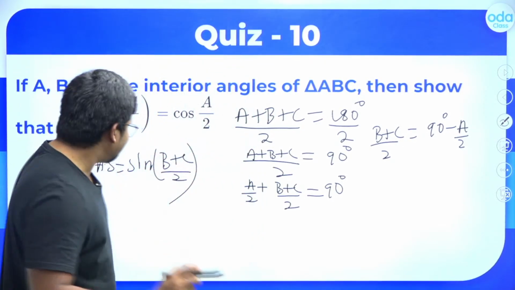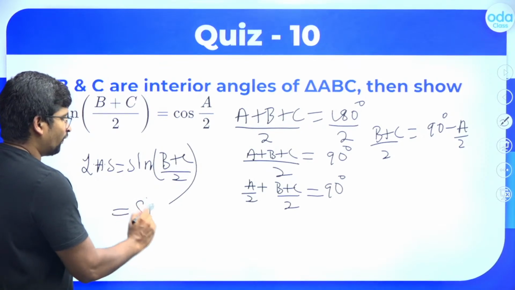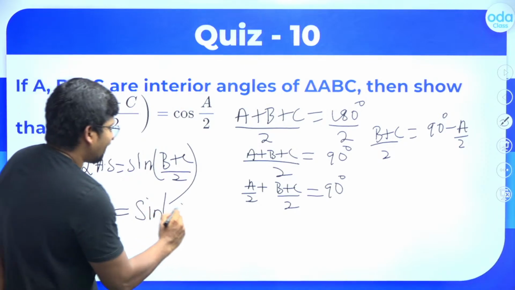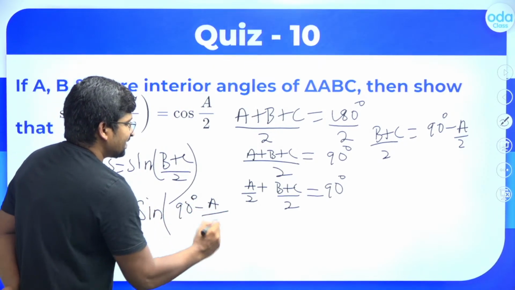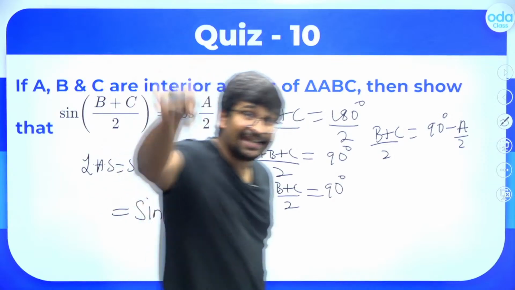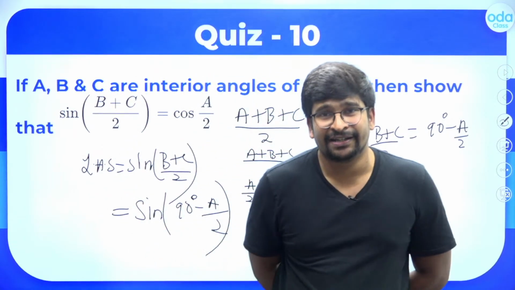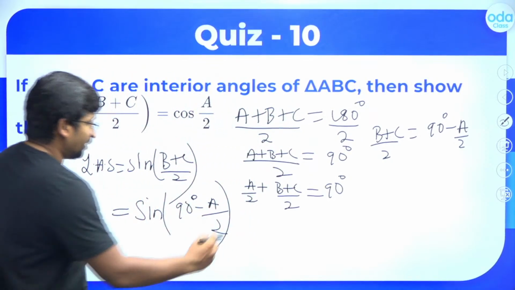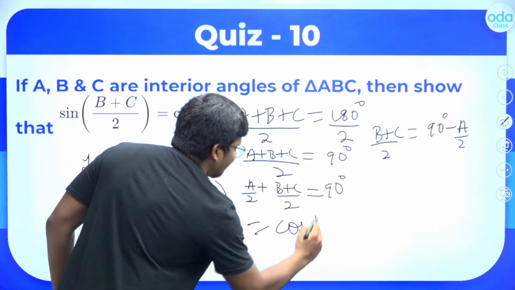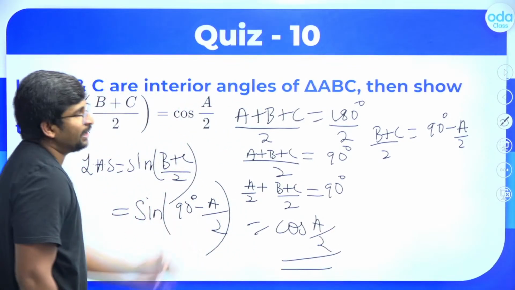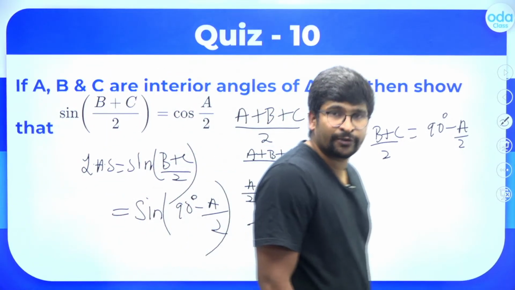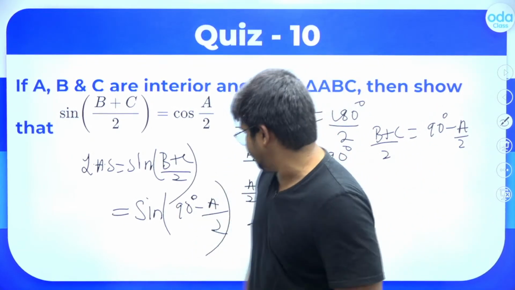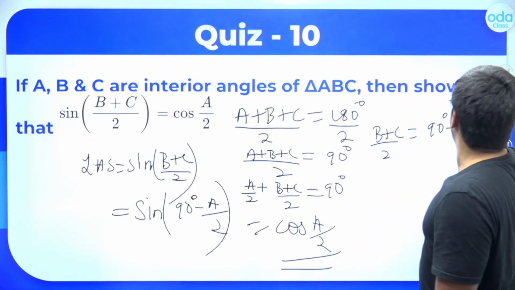So, can I write this as sine of, what is B plus C divided by 2? You know that B plus C divided by 2 is 90 degree minus A by 2. What is sine 90 minus theta? All of you know this, right? Sine 90 minus theta is cos theta. So sine 90 minus of A by 2, you can write it as cos of A by 2. This has to be the answer. LHS is equal to RHS, hence proved. So sine of B plus C divided by 2 is equal to cos of A by 2. Very important thing. Okay, hence this is proved.